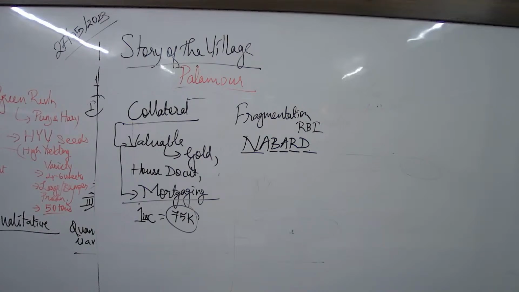So for NABARD, it is NABARD. Say it again. For that also they need a... No, they don't ask. They don't ask for that in NABARD. No, that's for farmers, is it? Right. What did I say?